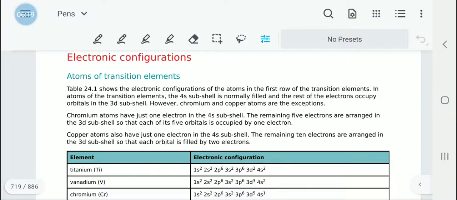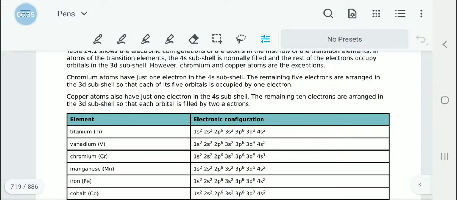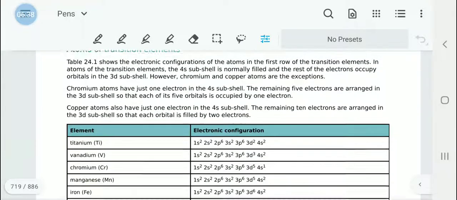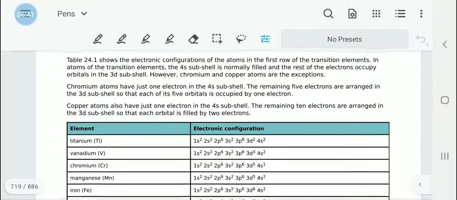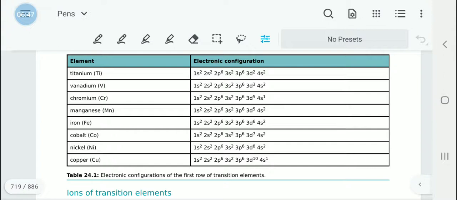Then now we are going to figure out the electronic configurations. From the first row of the transition elements, we are going to consider titanium, vanadium, chromium, manganese, iron, cobalt, nickel and copper. They have electronic configurations in this manner. As you can see, titanium and vanadium have 3d2 4s2 and 3d3 4s2. So their 4s2 is filled and 3d3 comes along.